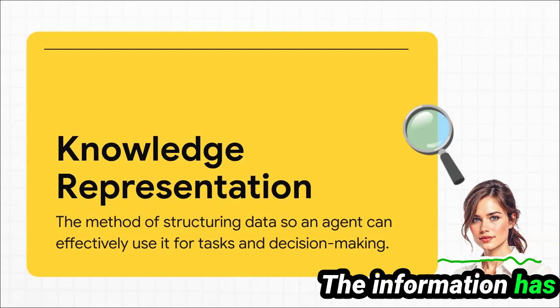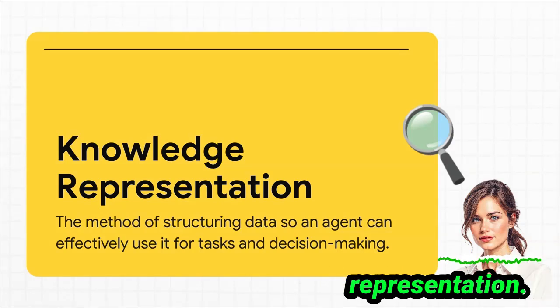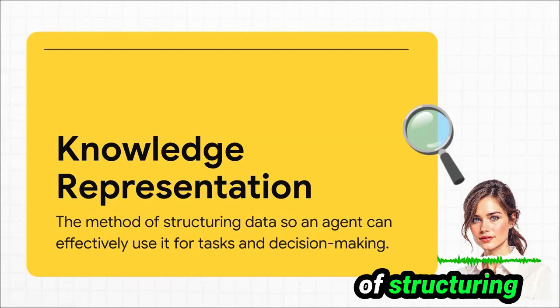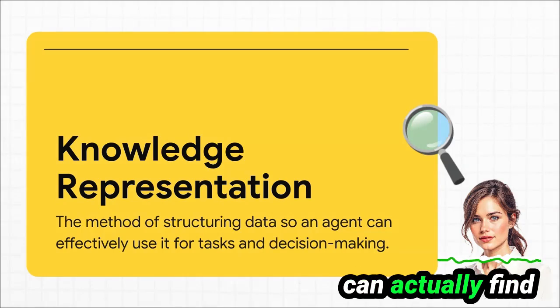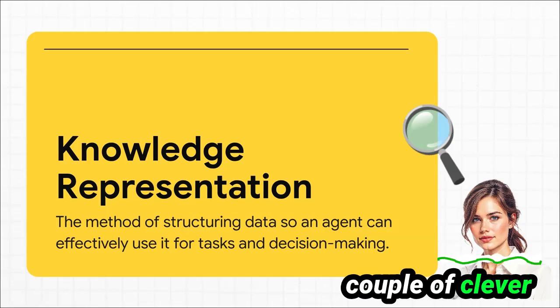The information has to be organized, and that whole process is called knowledge representation. It's really the art of structuring data so an agent can actually find what it needs and put it to work. Let's look at a couple of clever ways it's done.